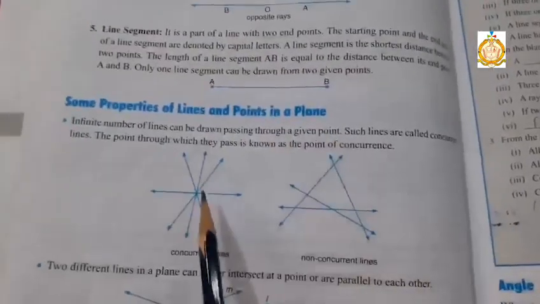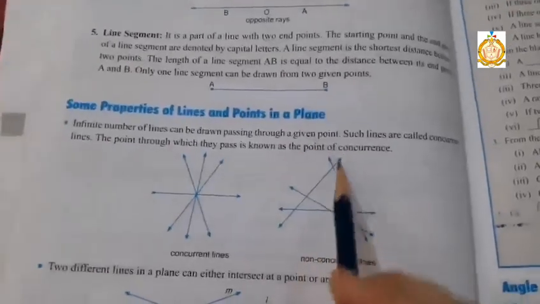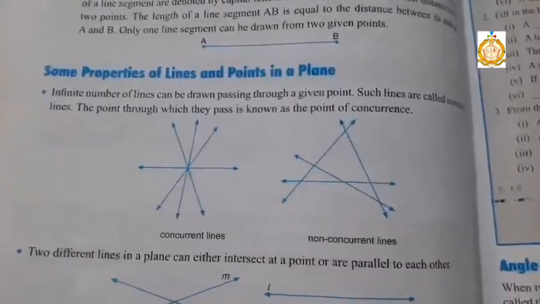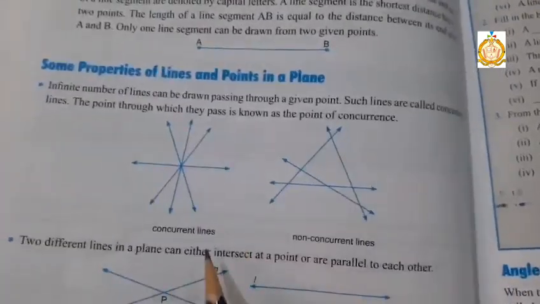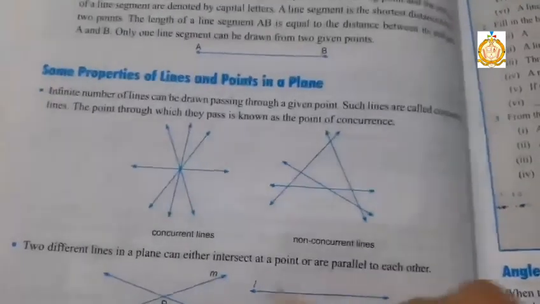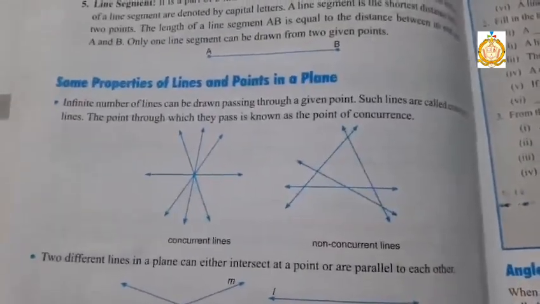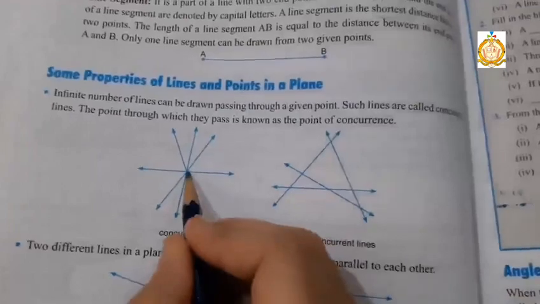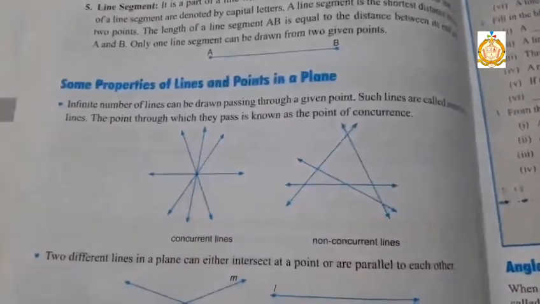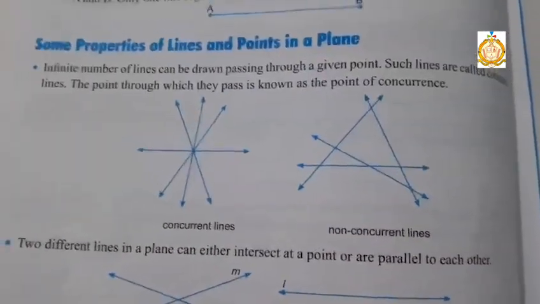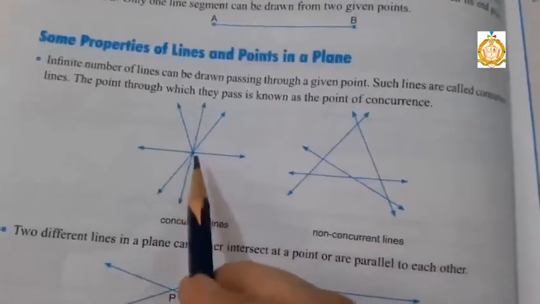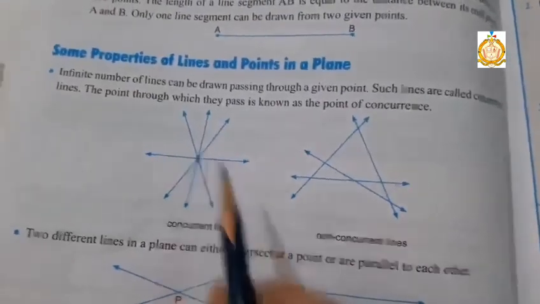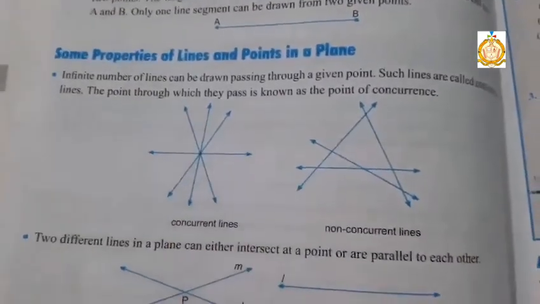There are some properties of lines and points in a plane. See what are concurrent lines. Three or more lines which intersect at a same point are concurrent lines. Here in this figure, these lines are intersecting at a same point. So these are concurrent lines.